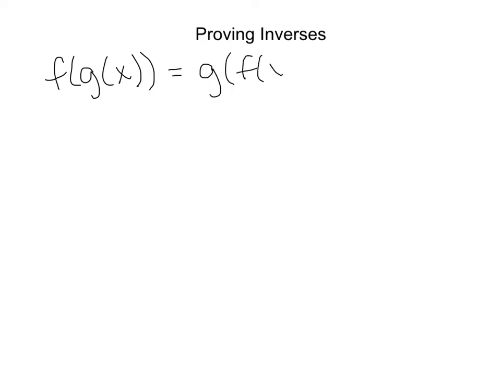Now you can prove things are inverses as well. So the way that we prove things are inverses is to use our composition of functions. If we have f of g of x and we have g of f of x, and they're both equal to each other and they both equal x, what we have are inverses. That means that g and f are inverses.